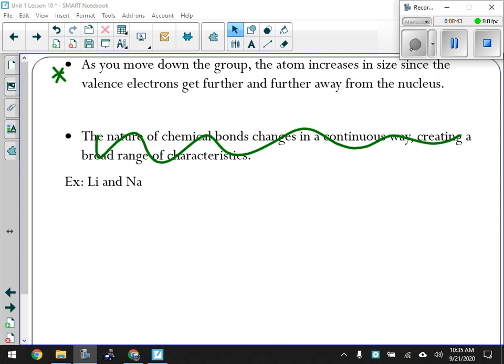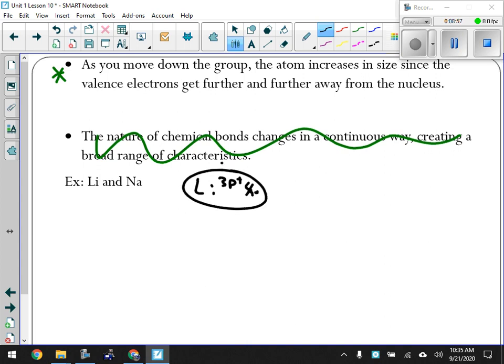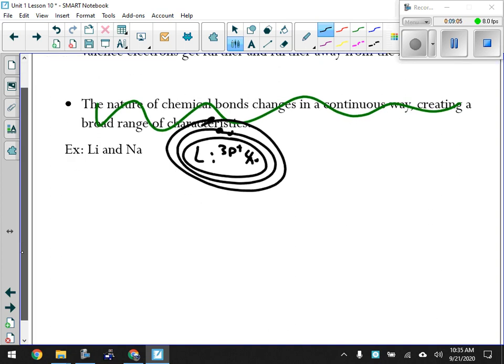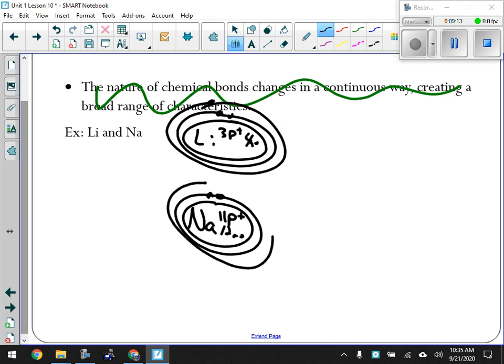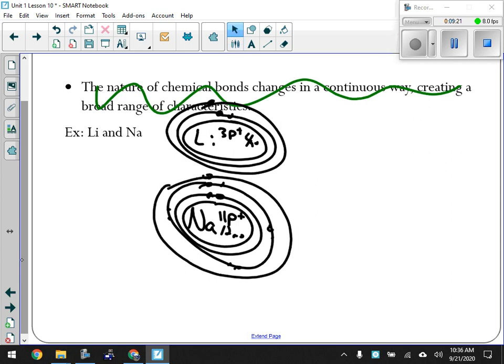Now, if you move down the group, so we talked about going across a period, that's fine. If you move down the group, though, there's no tricks here. Basically, lithium, of course, we know looks like this. Lithium is 3 protons and 4 neutrons, and it's got your 2 here and your 1 here. That's all fine. And then if we go down to sodium, you might say, well, geez, sodium's got a lot more protons, 11 protons and 12 neutrons, and it's got 2 and 8 and 1 out here.